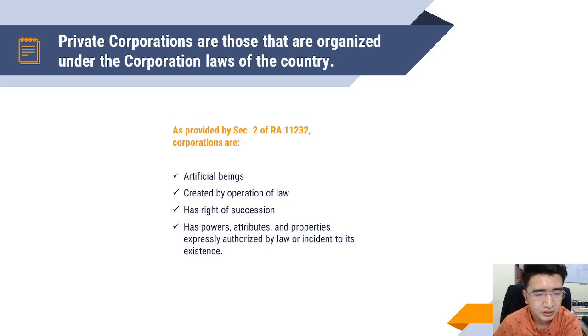Okay? So, corporation as defined by RA 11232, corporations are artificial beings. They are created by operation of law. So, meaning when we say artificial beings, di ba we discussed earlier that there are two kinds of persons. You have the natural person and then you have the juridical person. Ayun siya. It's an artificial being. Okay? Created by operation of law.